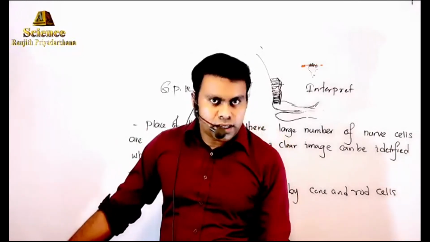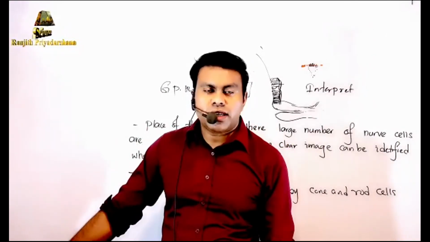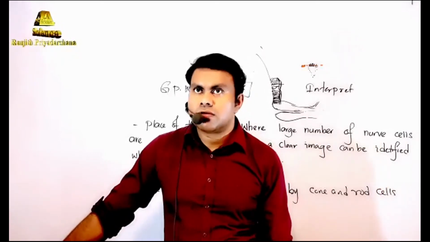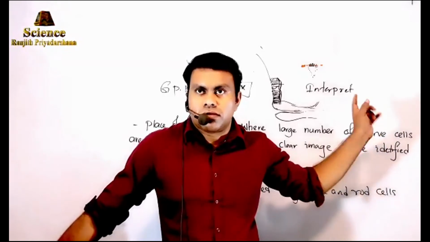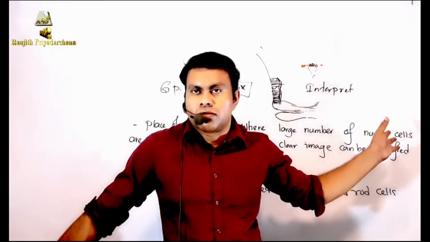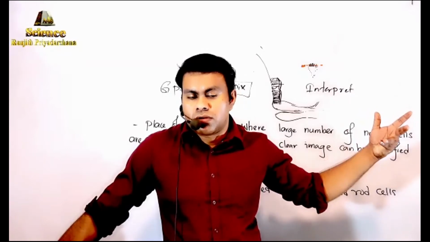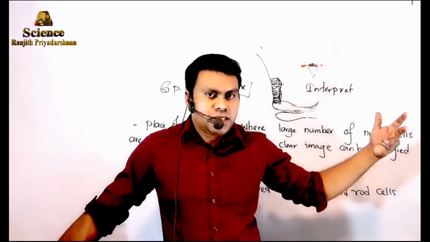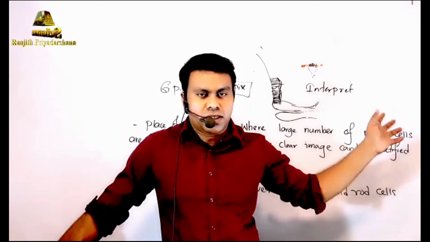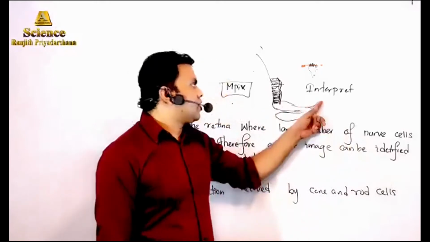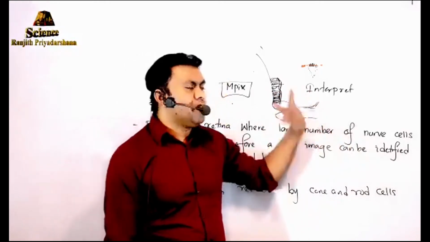Can anyone complete what you have taken down? All the image information received by cone and rod cells are conveyed to the brain as nerve impulses. Then the brain interprets these nerve impulses into an image. So the brain interprets these nerve impulses as an image.